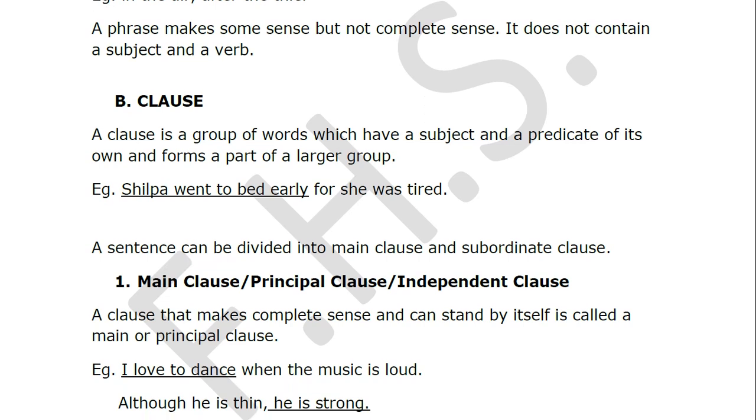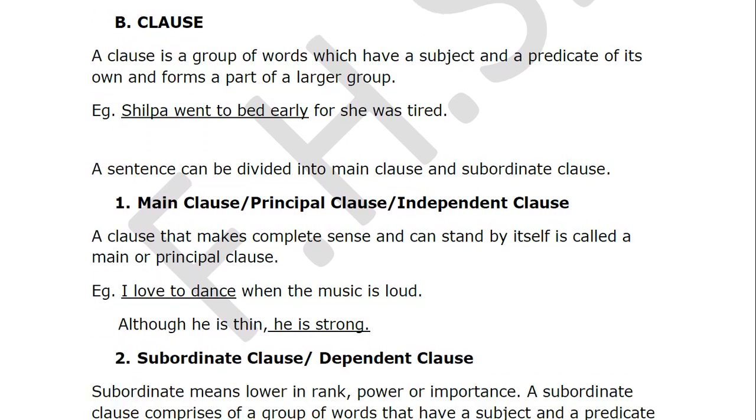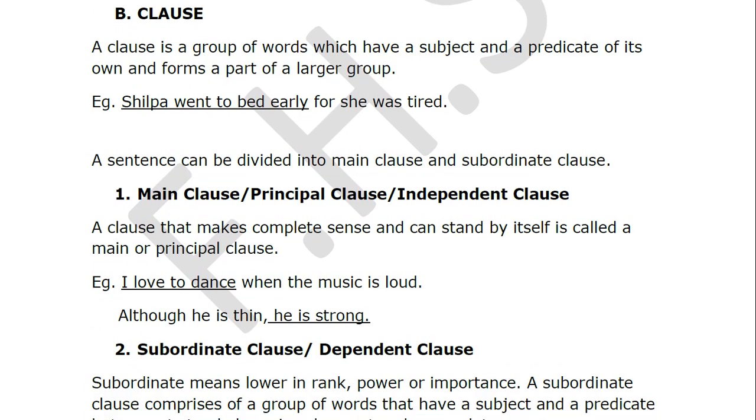A clause is a group of words which have a subject and a predicate of its own and forms a part of a larger group. Means there will be a sentence, and part of it will be a clause. Yes, and a clause will have its own subject and its own predicate, not like the phrase. See the example. Shilpa went to bed early for she was tired.